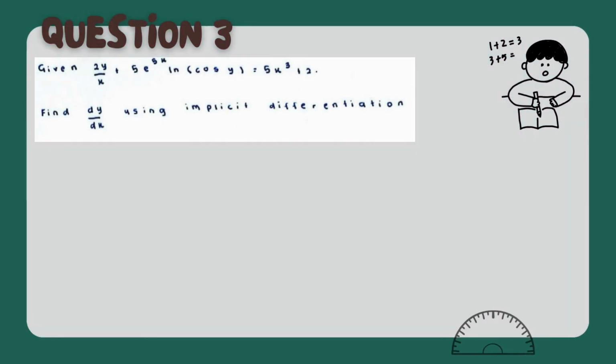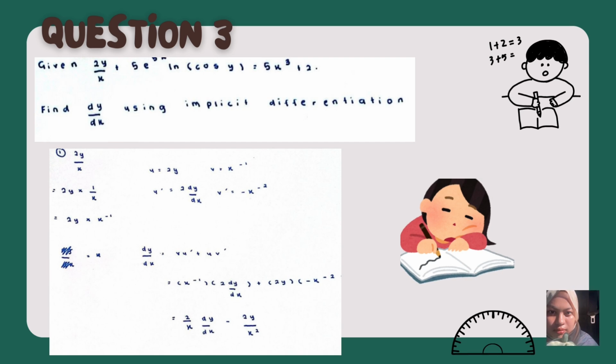Thank you. Assalamualaikum, my name is Dani Sahana and I will be answering question number 3. Given 2y over x plus 5 e to the power 5x ln cos y equal to 5x cubed plus 2. Find dy dx using implicit differentiation.